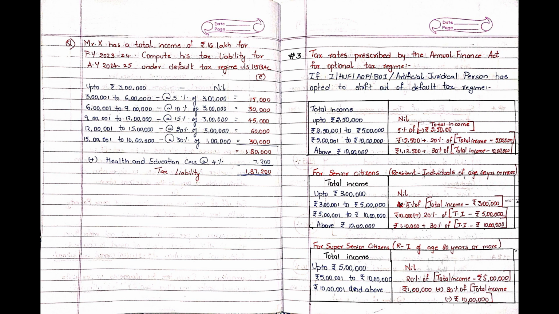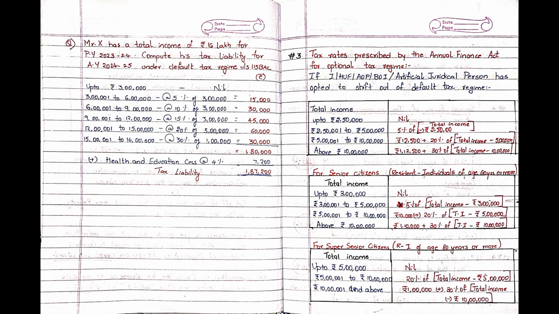Now, for resident individuals who are of age 60 years or more, that is for senior citizens, the tax slab rates are different. For them, up to rupees 3 lakh, the tax rate is nil. But for total income exceeding rupees 3 lakh, up to rupees 5 lakh, the tax is charged at 5% of total income minus 3 lakh. So for senior citizens, the basic exemption limit is 3 lakh.